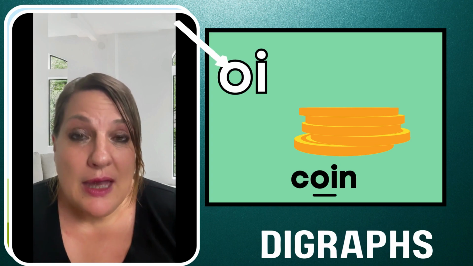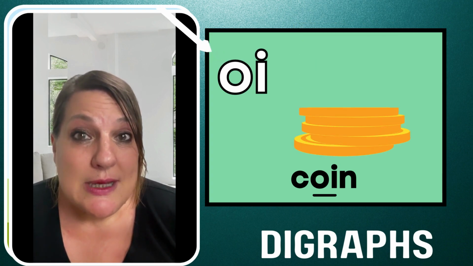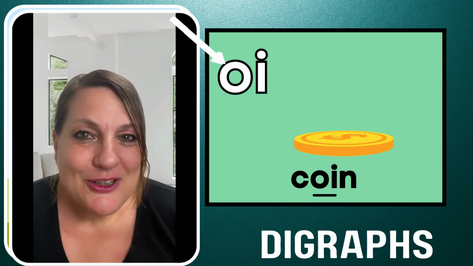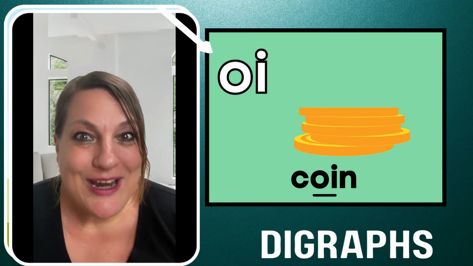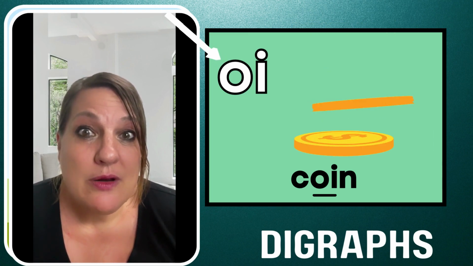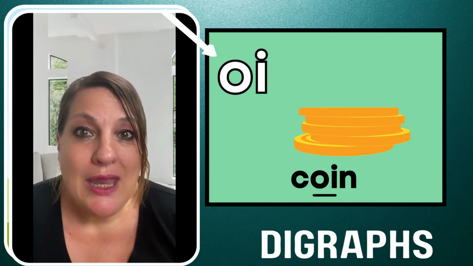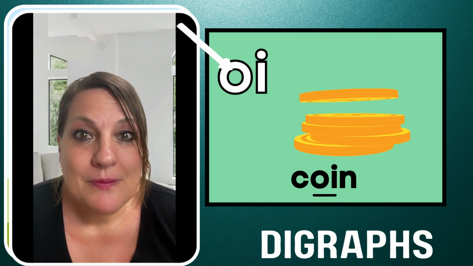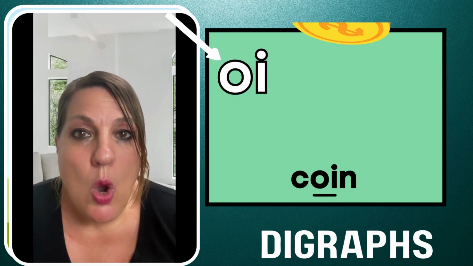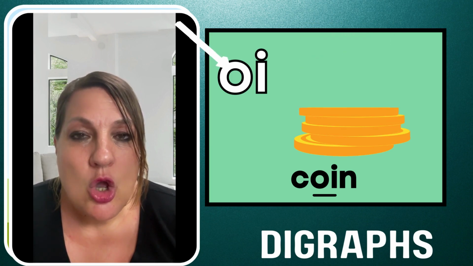Now, this can be a tricky one for some students. So the O and the I come together, and you're going to hear a bit of the long O sound, but it kind of takes a little bit of a twist, and it makes kind of a strange sound, doesn't it? See if you can follow me. Oi, oi, oi. Good. Let's try it again. Oi. K, oi, n. Coin.